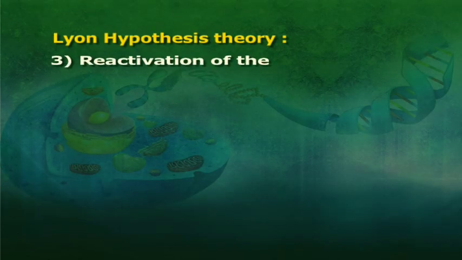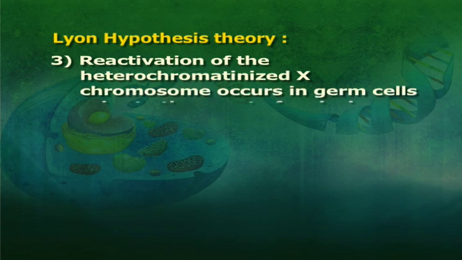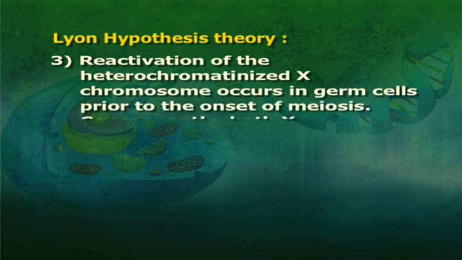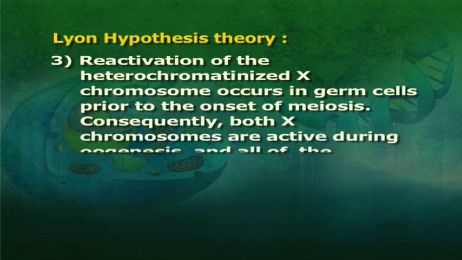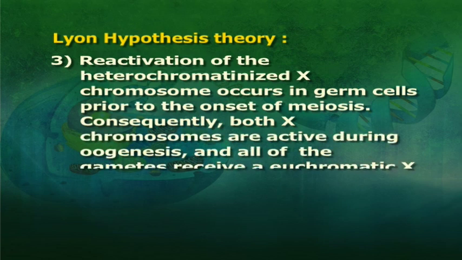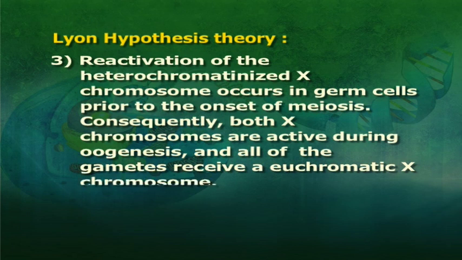Third one is reactivation of the heterochromatinized X chromosome, which occurs in germ cells prior to the onset of meiosis. Consequently, both X chromosomes are active during oogenesis and all of the gametes receive a euchromatic X chromosome.